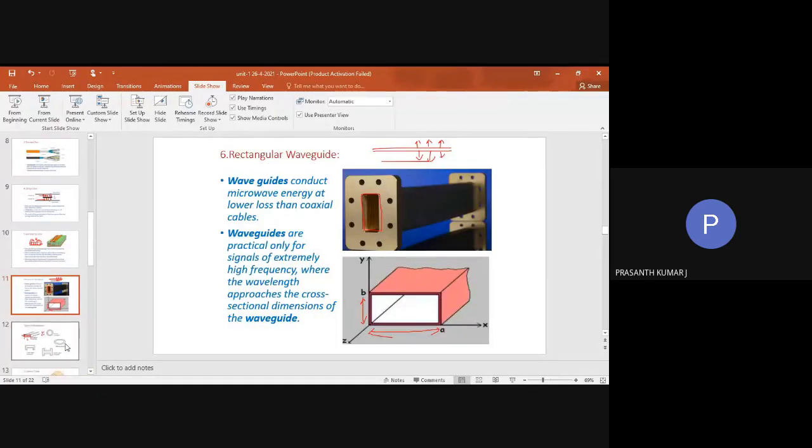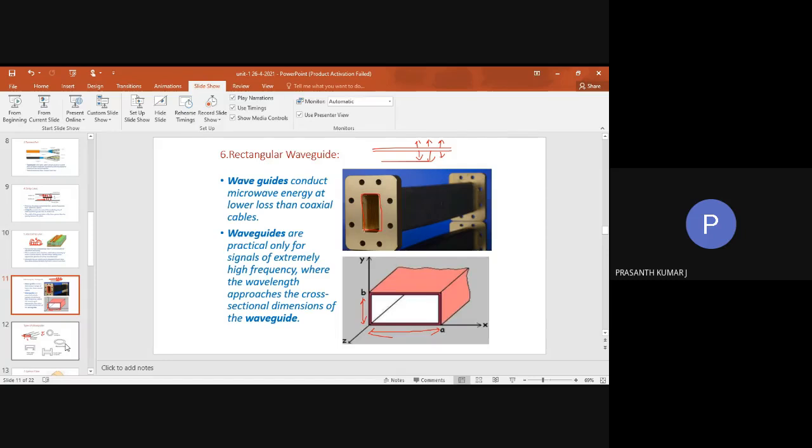Next type of transmission line is the rectangular waveguide. Till now we have seen four types of transmission lines. What are they? Parallel wires, then coaxial cable, then strip line, and microstrip line. All these operate up to the gigahertz frequency range.